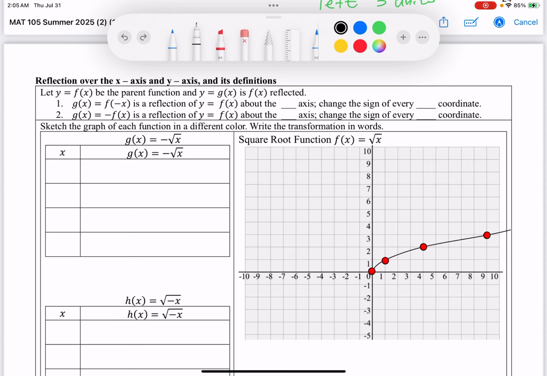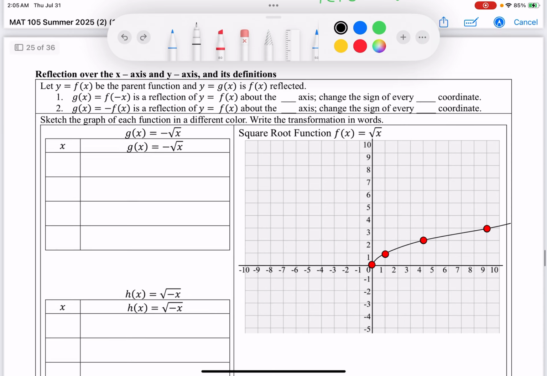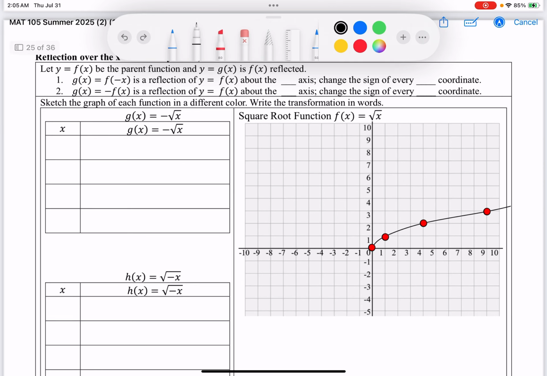All right, so it says sketch the graph of each function in a different color. Write the transformations in words. And the parent function is the square root of x. And we should know for the square root of x, we're going to use specific numbers, which is 0, 1, 4, 9, and 16, but there's no 16 here. And that's the shape of the graph. The first one says g of x equals negative f of x. So in this first case, the negative is on the outside of the function, whereas the second one, the negative is inside the function. Let's see how those things work.